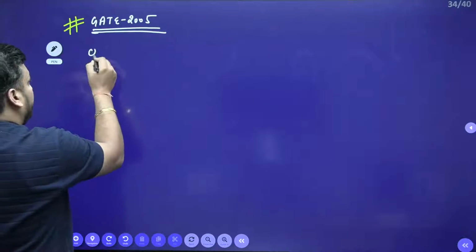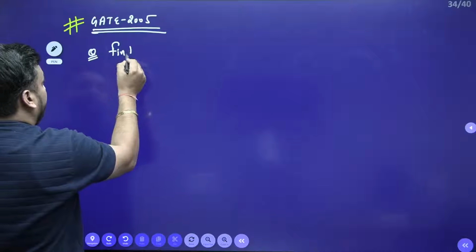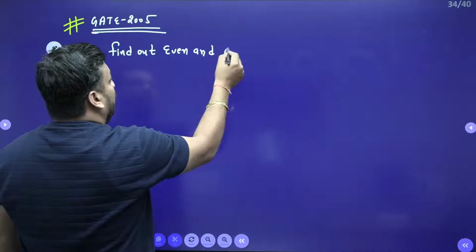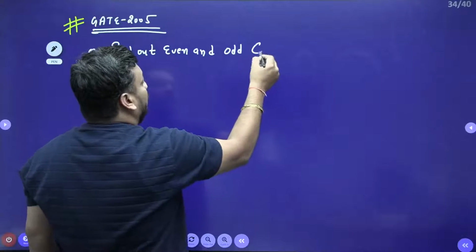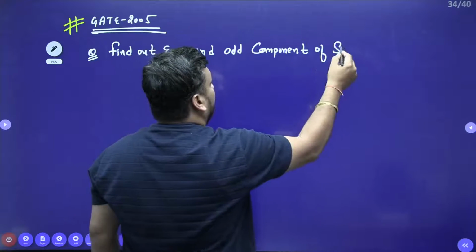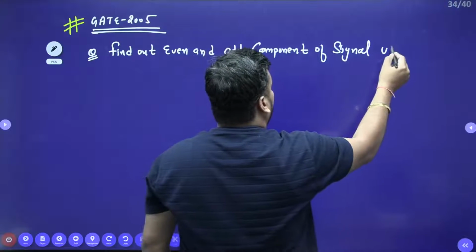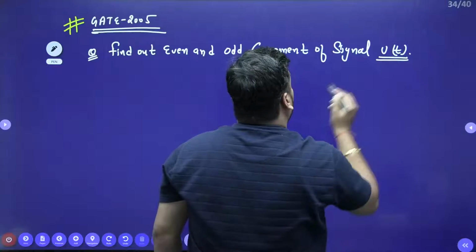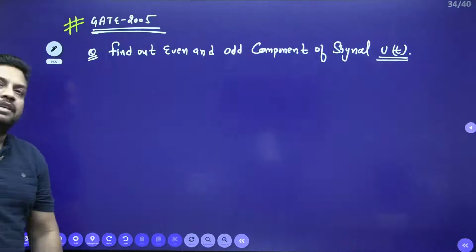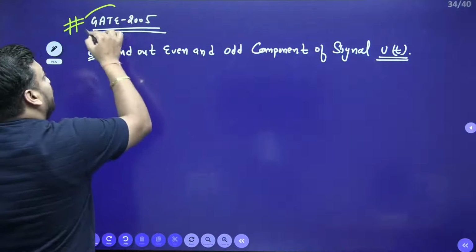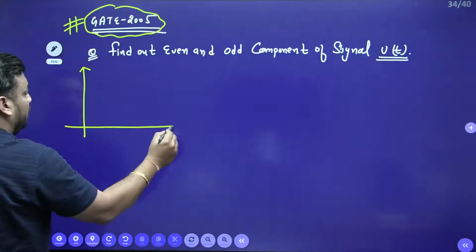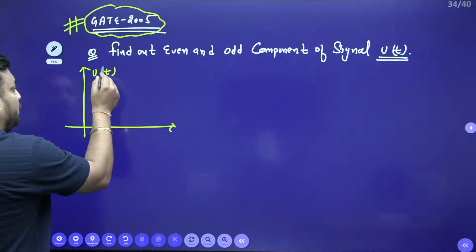Find out even and odd component of signal u(t), where u(t) is a step signal. Find out even and odd component of a signal u(t). GATE question. Tell me guys, u(t) signal, you all know that sir, u(t) is nothing but the step signal. So can you find out its even and odd component?